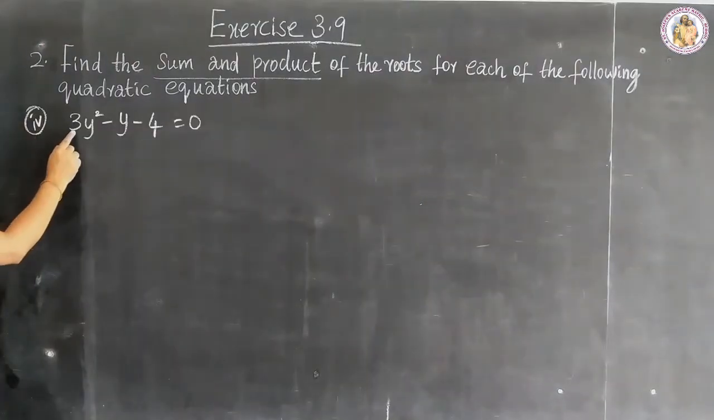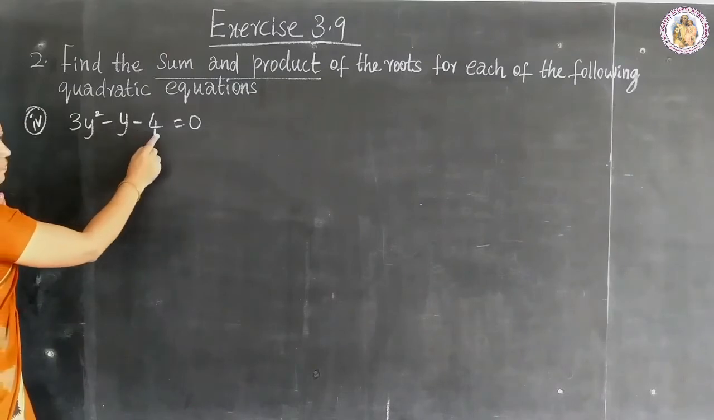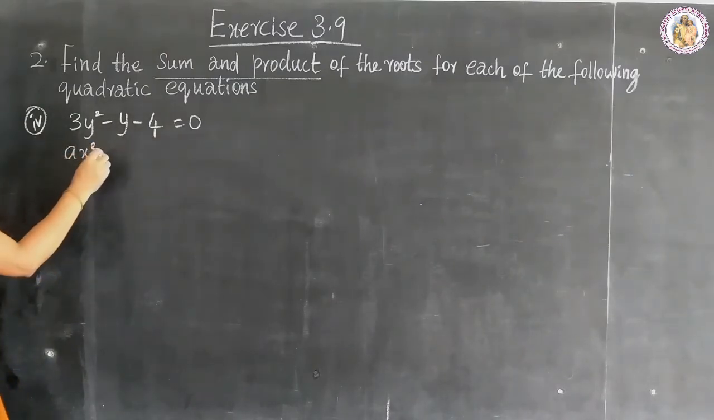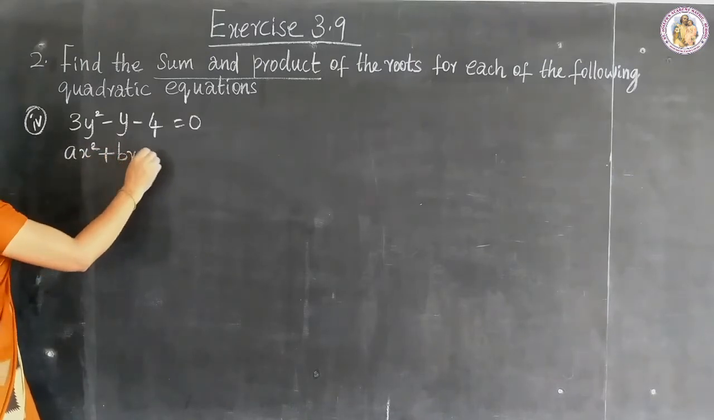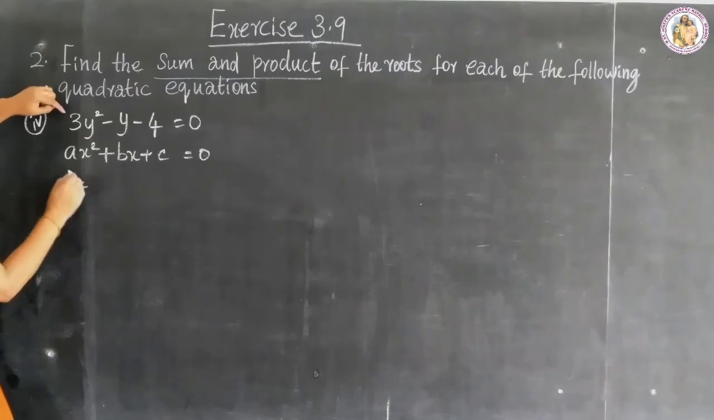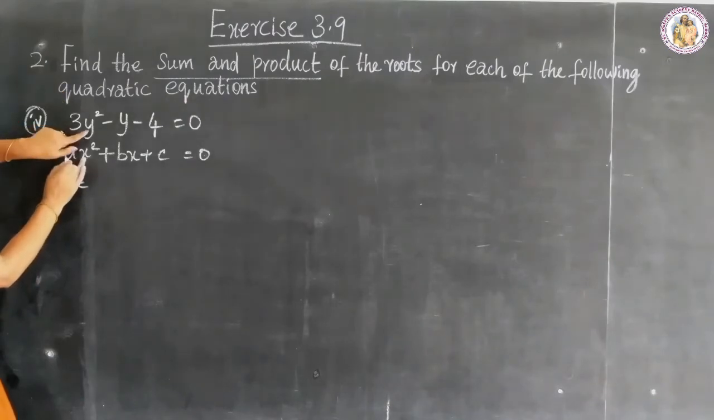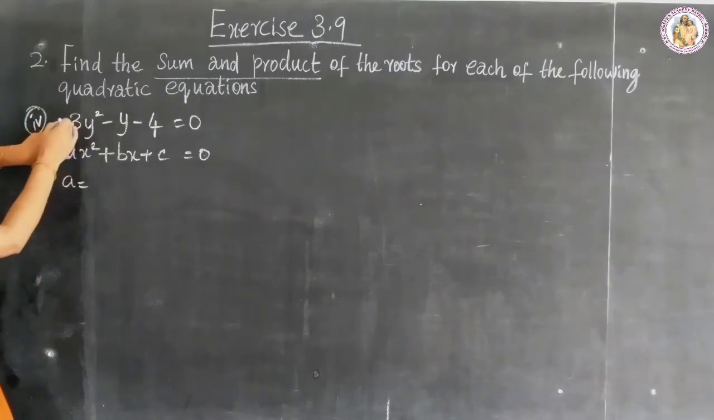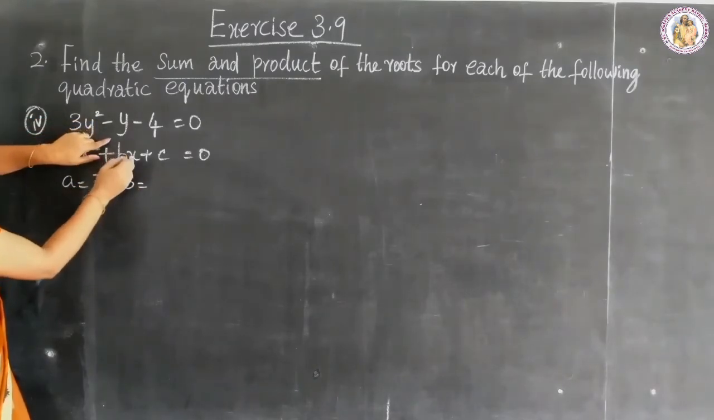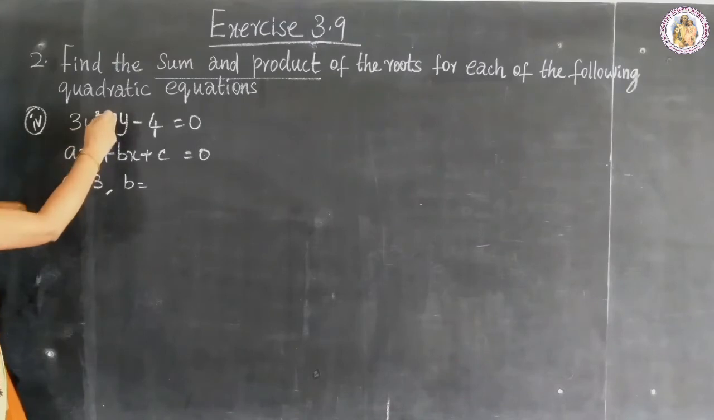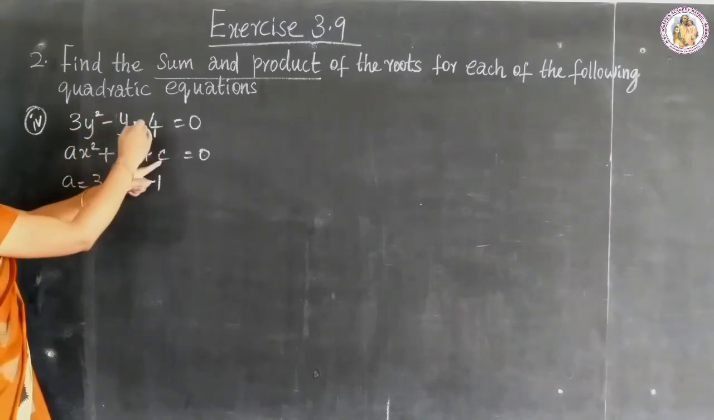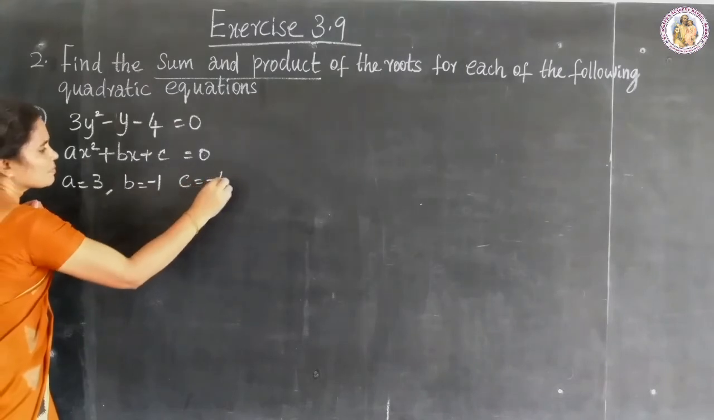Question number 4. 3y square minus y minus 4 is equal to 0. So comparing with ax square plus bx plus c is equal to 0, a is equal to the coefficient of the square term. Here we have y square, so the coefficient of y square is equal to 3. And b is equal to the coefficient of y, which is minus 1, and c is equal to minus 4.